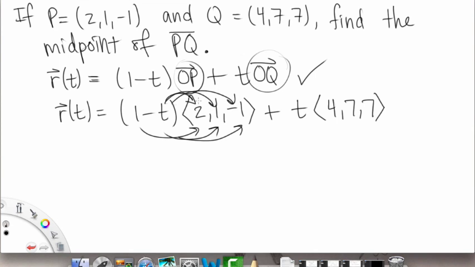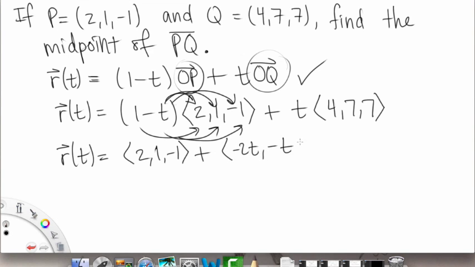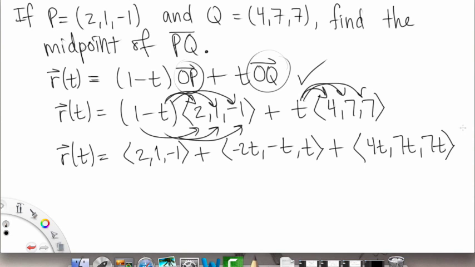So what we're going to get is that R of t is equal to <2, 1, -1>. And then we have plus <-2t, -t, and +t>. Then we're going to distribute this t in. So we get 4t, 7t, and 7t.